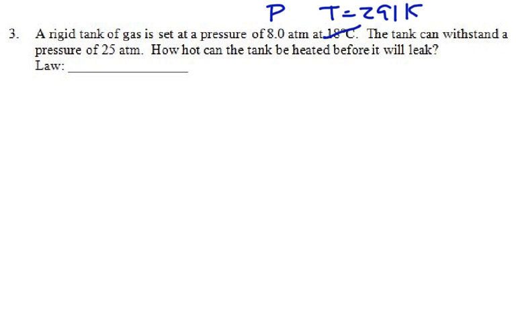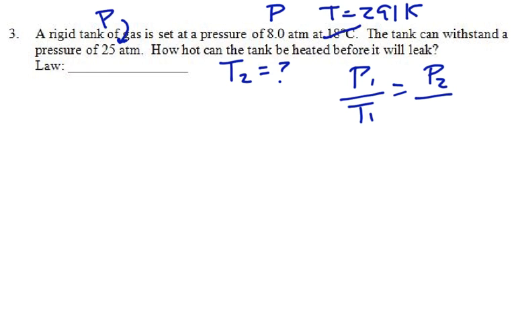The tank car can withstand a pressure of 25. So I'll put a P over here for my 25. And how hot can the tank be heated before it begins to leak? So I'm looking for a new temperature. So I have two pressures and two temperatures. So I can see my law is going to be P1 over T1 equals P2 over T2.